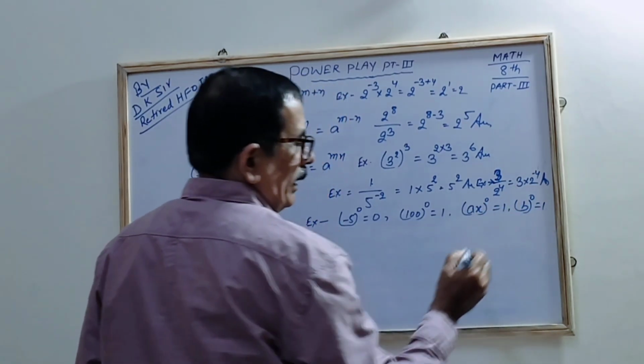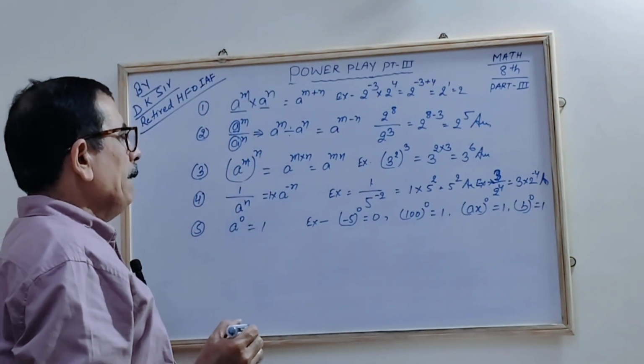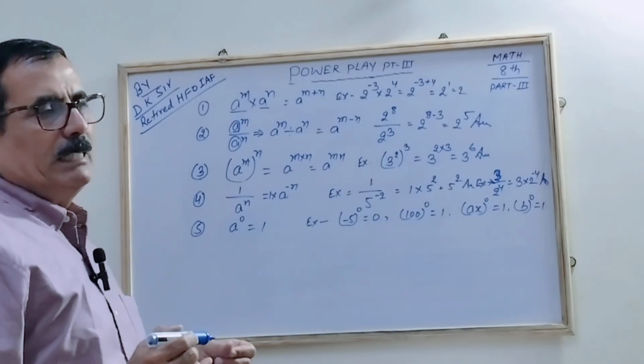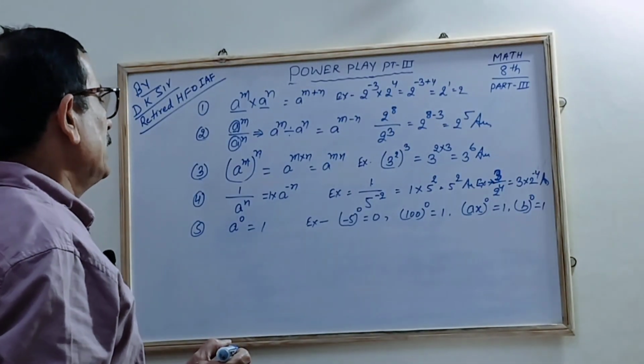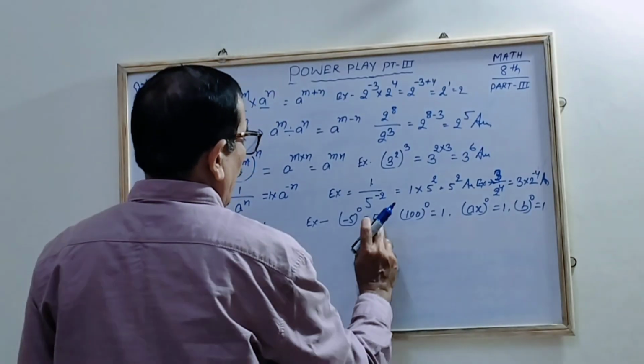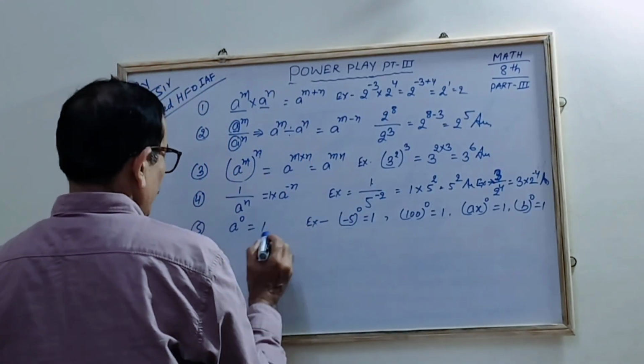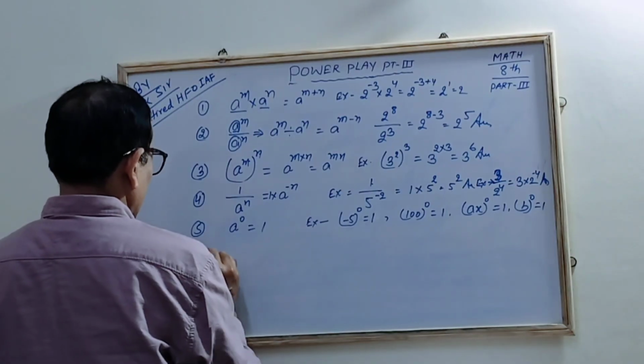It is going to become the 1. So whether it is an alphabet or the counting numbers, when the power is 0, it is going to become 1, correct? It is going to become the 1. Okay.